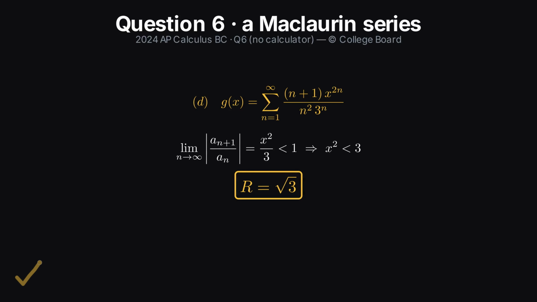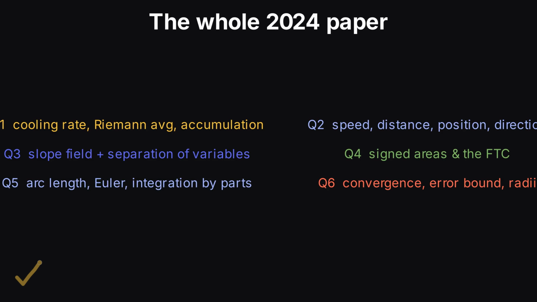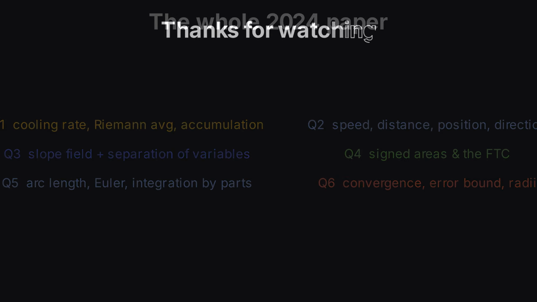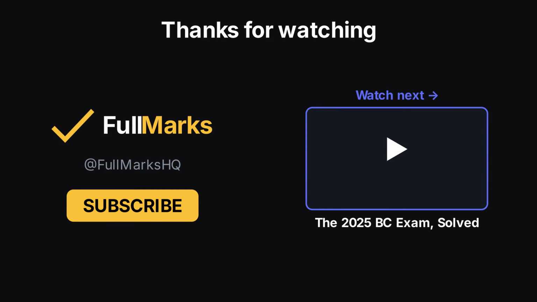3. 6 questions, a cooling rate, a moving particle, a slope field solved exactly, areas under a graph, arc length and Euler, and 2 series at the edge of convergence. That's the whole 2024 paper, every step matched to the official College Board scoring guidelines.